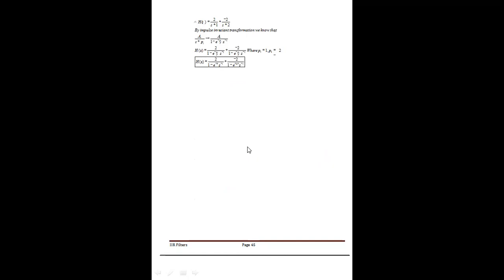So we'll replace A by s plus Pi with A by 1 minus e power minus PiT z power minus 1, because the poles here are pole 1 equal to 1 and pole 2 equal to 2. So we'll replace it by 2 by 1 minus e power minus T z power minus 1, minus 2 divided by 1 minus e power minus 2T z power minus 1. We have to analyze 2 different cases: when T is equal to 1 second and when T is equal to 0.1 second.